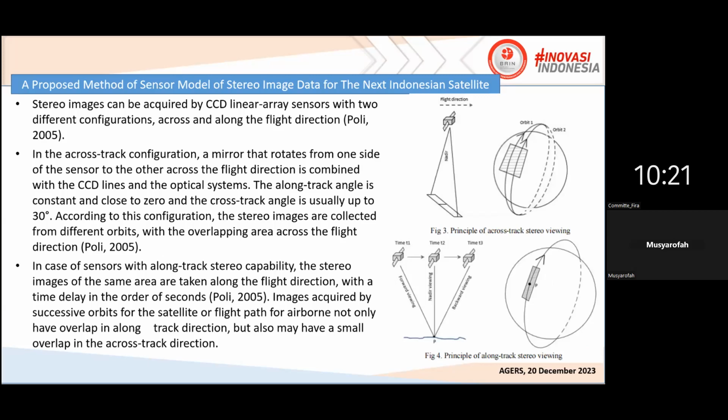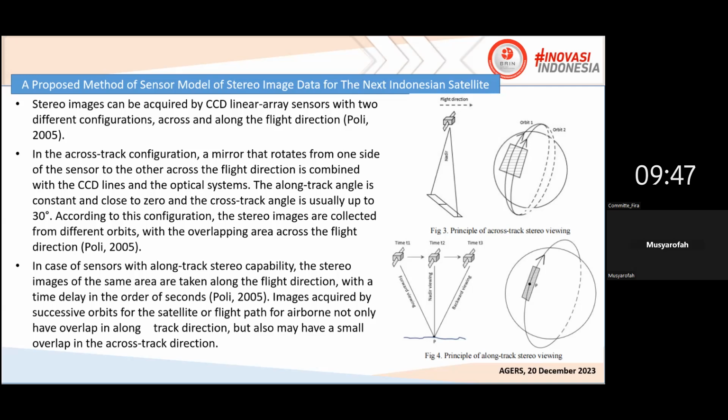Stereo images can be acquired by CCD linear array sensors with two different configurations. You can see in the figure. It can be across-track and along-track. In the across-track configuration, a mirror that rotates from one side of the sensor to the other across the flight direction is combined with the CCD line and the optical system. The along-track is constant and close to zero, and the roll angle is usually up to 30 degrees. According to this configuration, the stereo images are collected from different orbits with the overlapping area across the flight direction.